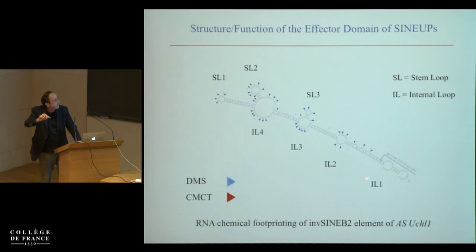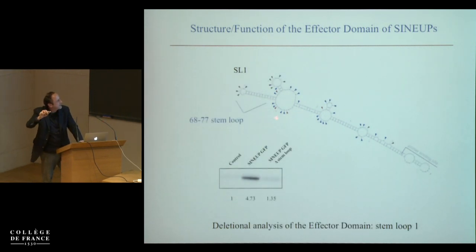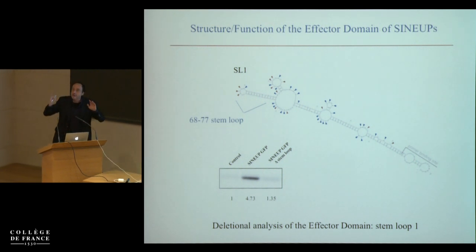Then we deleted different sequences in the structure, and we found that by selectively deleting the very top 5' end of this secondary structure, that is the stem loops, we can kill the activity completely. So, okay, this is not trivial.